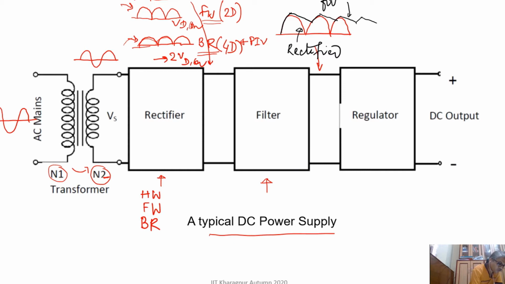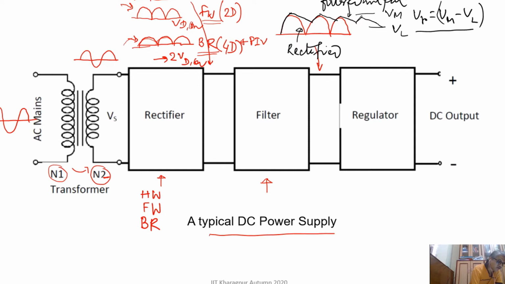So filtered output variation is much less, but what we still need to know is how much is this variation. So if this is Vm, that is the maximum, and this is VL, that is the lowest, we can find out this variation in the output of the filter circuit, and that variation is known as ripple, or ripple voltage. That is nothing but Vm minus VL.